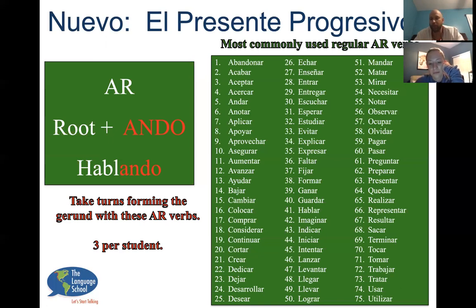Anyways, I want you to take 3 of these. If you can take 3 that you're not familiar with, even better. That way you learn 3 of these as well, and just practice turning it into that ando form of it, the ing form of it for me.